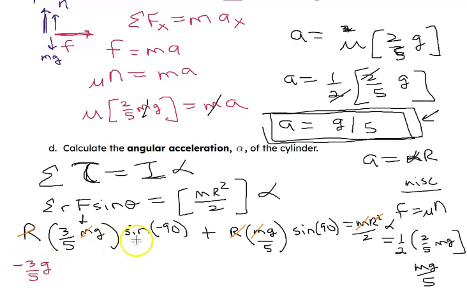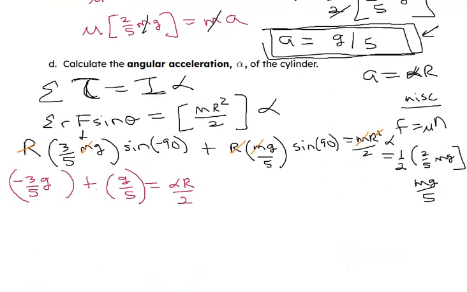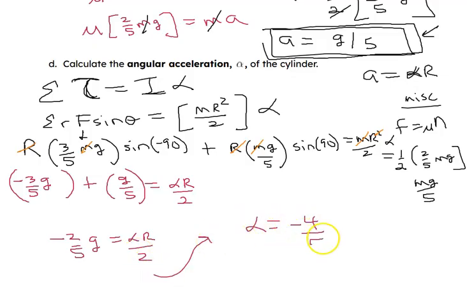So that gives us 3/5 g, but negative, plus 1/5 g equals alpha r over 2. And then g over 5 minus 3/5 g is minus 2/5 g. And again, we care about alpha, so alpha is going to be minus 4/5 g over r.